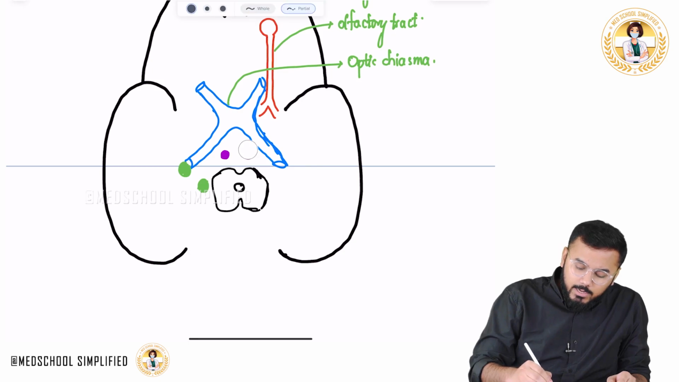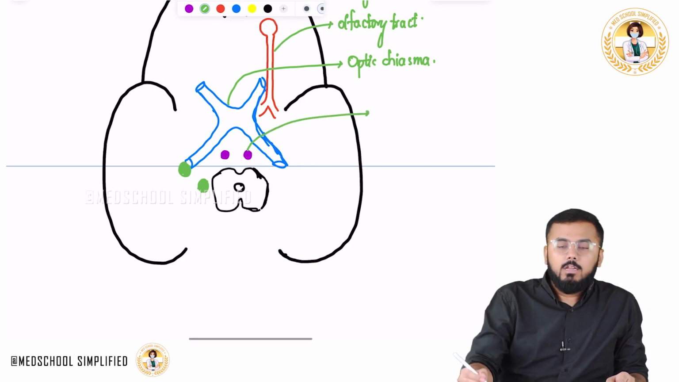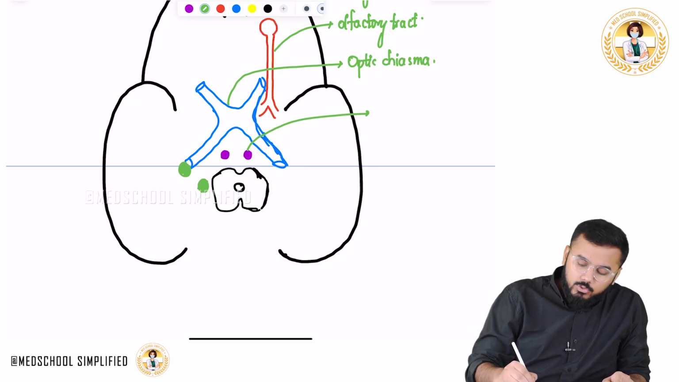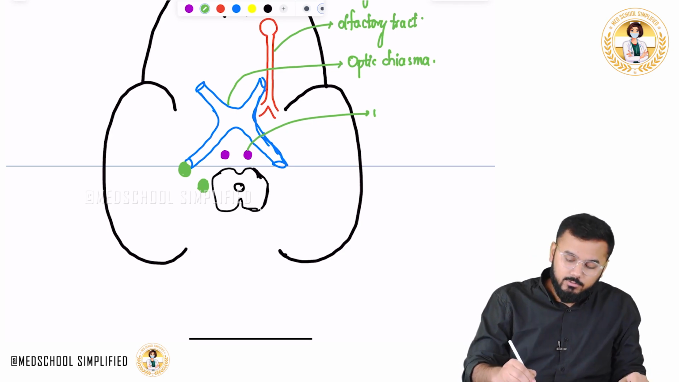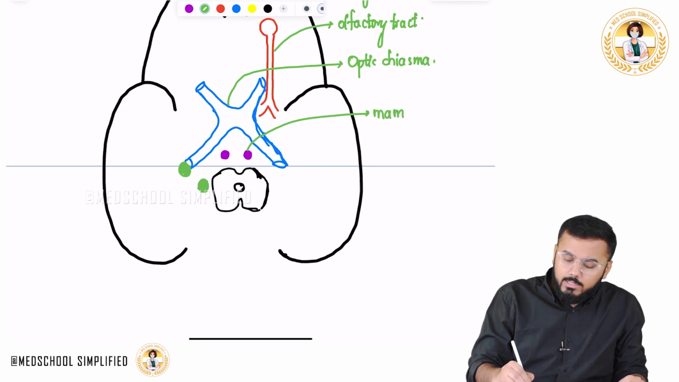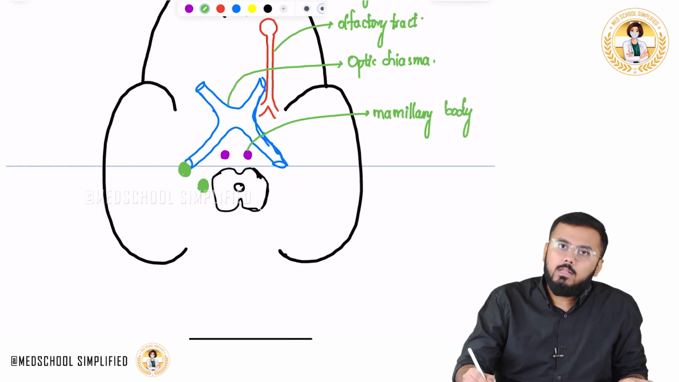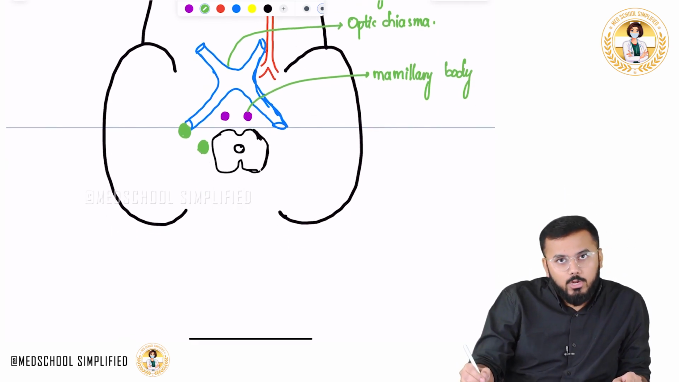And beneath your optic chiasma, this structure is called your mammillary body. How many mammillary bodies are present? There are two mammillary bodies. Where are they present? They are present just behind your optic chiasma. So this is one mammillary body, and on the other side we have another mammillary body. And the next important thing is that here you can see two nuclei.